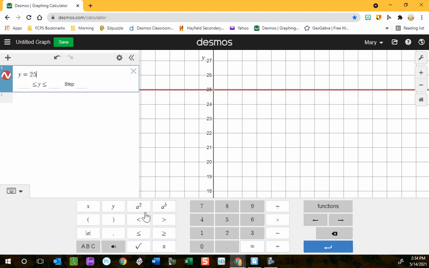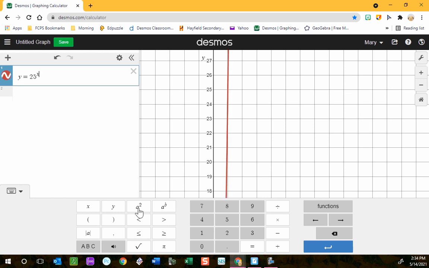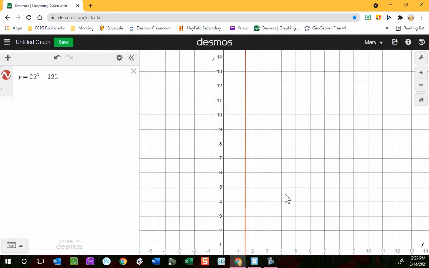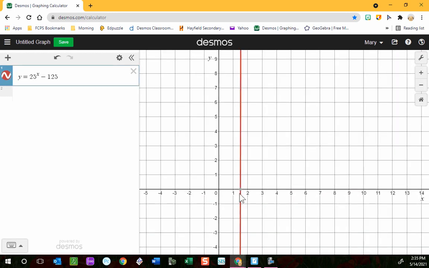25 to the x minus 125. Okay, so let me just look at my graph. Where is that axis? There it is. So there's the x-axis. There's the x-intercept at 1.5 and 0.